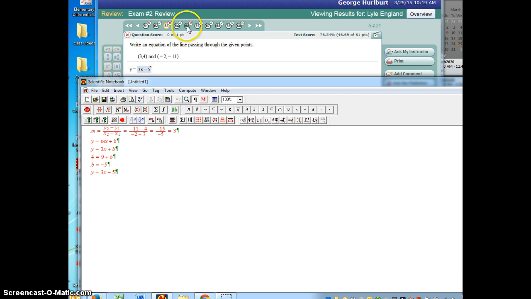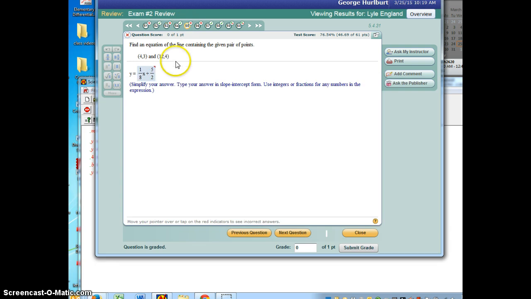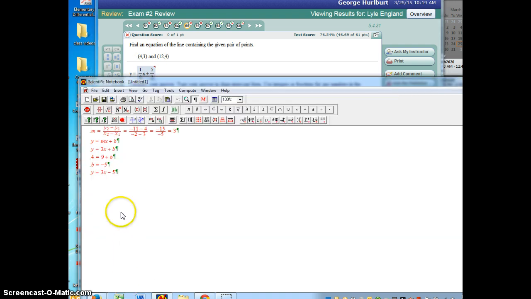All right, I think your next one was 55. 55, very, very similar. The difficulty here is going to be some fractions that we have to deal with. Same idea. They give us 2 points. We got to find our slope. I use my slope formula, y2 minus y1, so I'm going to have 4 minus 3 divided by 12 minus 4. So that's going to be 1/8.